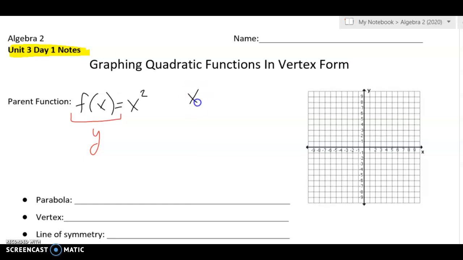We've seen it a few times, but let's make a table here and let's fill in some numbers. So I'm just kind of picking some random numbers. If I plug in -2 into my parent function, I get out 4. If I plug in -1, I get out 1. If I plug in 0, I get 0. If I plug in +1, I get +1. If I plug in +2, I get +4.